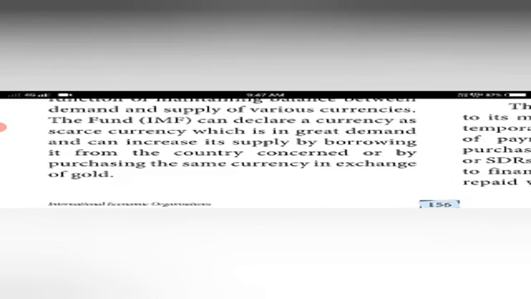So for the scarce currency, demand will be there. It can increase the supply by borrowing from the country concerned, whichever country has the scarce currency, or by purchasing the same currency in exchange of gold. This is balancing demand and supply of currencies.